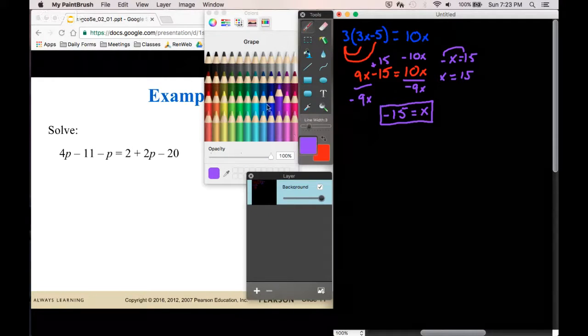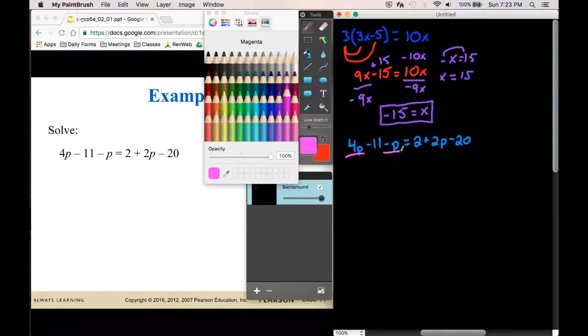All right, this is just different variables. Don't get freaked out just because you see something besides an x. So you have 4p minus 11 equals 2 plus 2p minus 20. Now you're going to want to combine your like terms on each side of the equation.